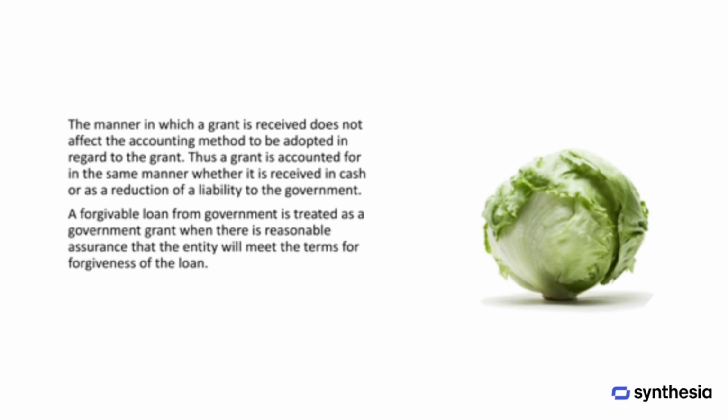The way a government grant is received doesn't change how it should be accounted for. Whether the grant comes as a cash payment or as a reduction in the business's debt to the government, the accounting treatment remains the same. Additionally, a forgivable loan from the government is considered a government grant once there is reasonable confidence that the business will meet the conditions needed for the loan to be forgiven.